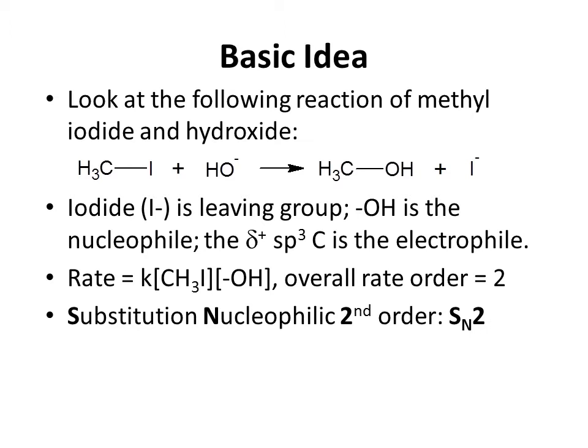Thus, the rate of the reaction is equal to k, the rate constant, times the concentration of methyl iodide, times the concentration of hydroxide. Since both methyl iodide and hydroxide are first order, you add those orders and the overall rate order is 2. We call this type of reaction substitution that is nucleophilic and second order, or SN2.